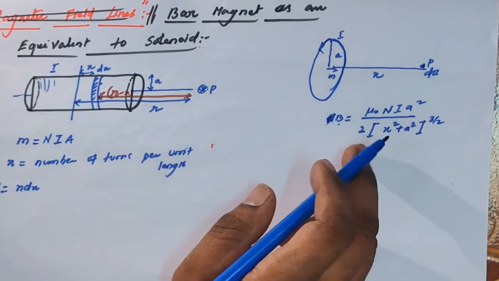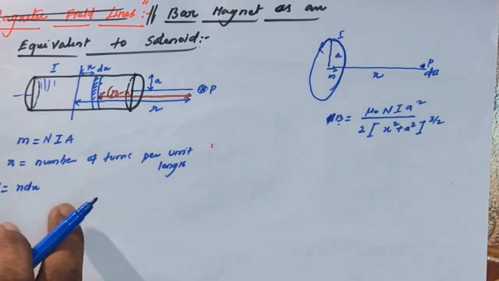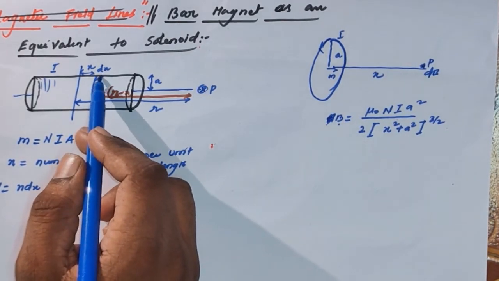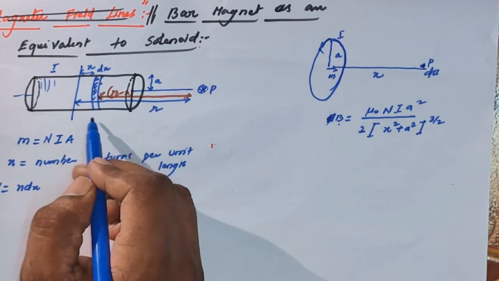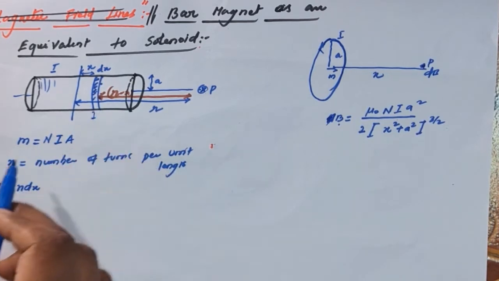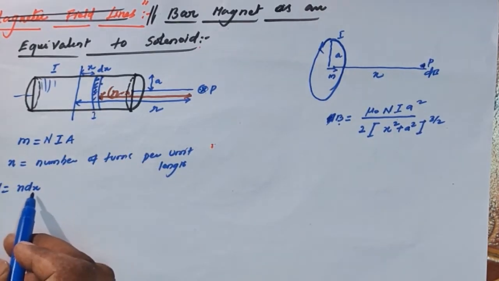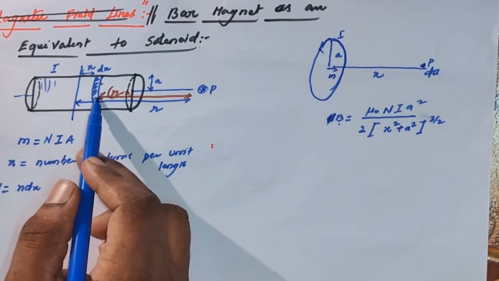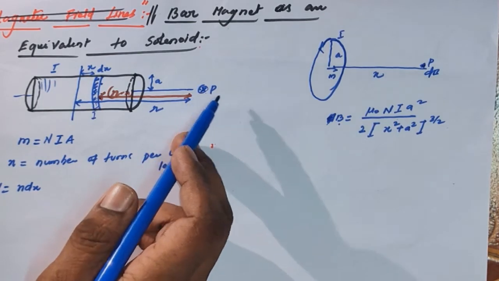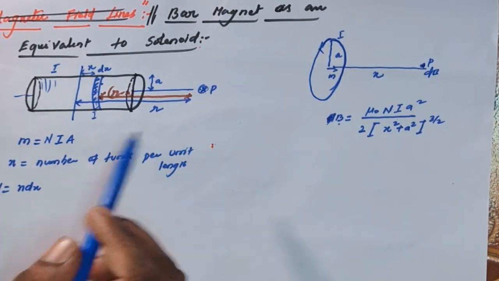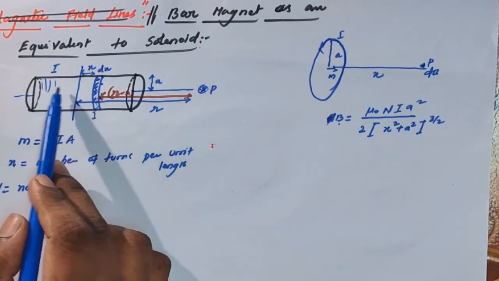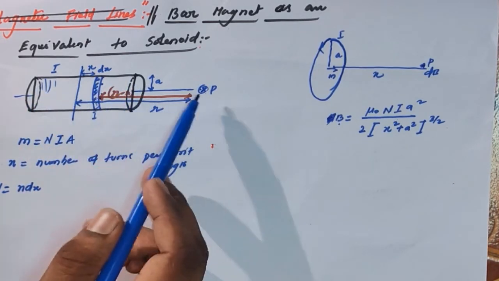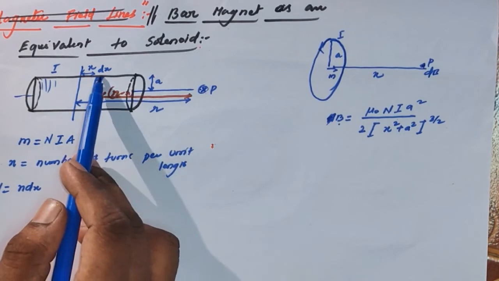Now the same expression we are going to take it here. Now we are going to take the element dx. This element dx is carrying the current I. The number of turns here is n times dx. Now we are going to evaluate the magnetic field produced by this dx element at a point P. We are going to use this same expression, but here we are not going to consider the whole length. To find the magnetic field produced at a point P, we are going to take the small element.